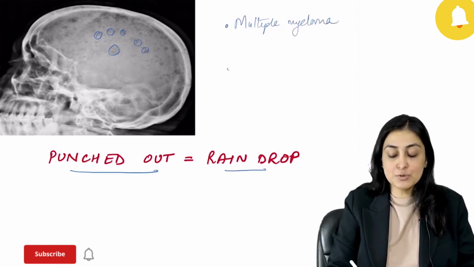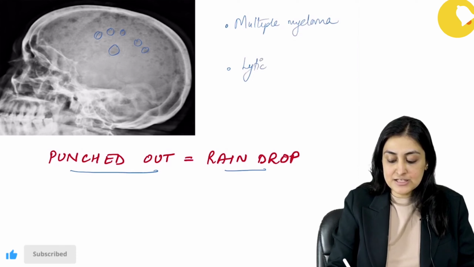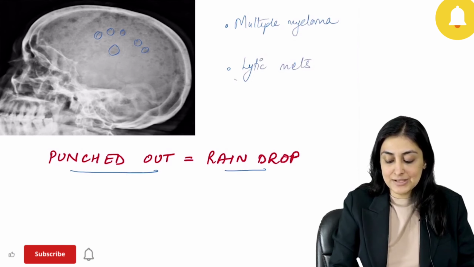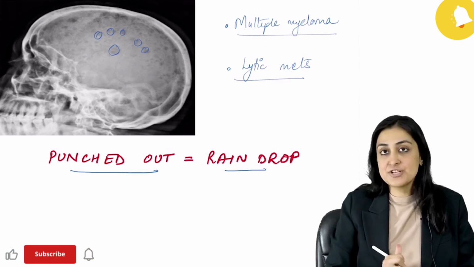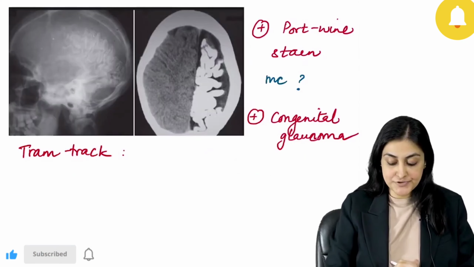One more differential would be what? The other differential is lytic metastasis. So lytic mets, multiple myeloma, both will be the differentials for this punched out or raindrop skull appearance.